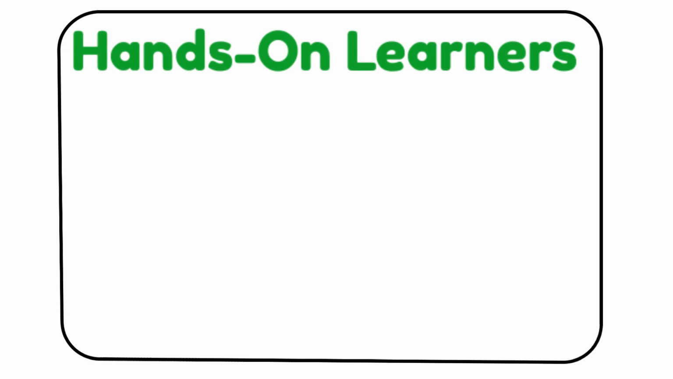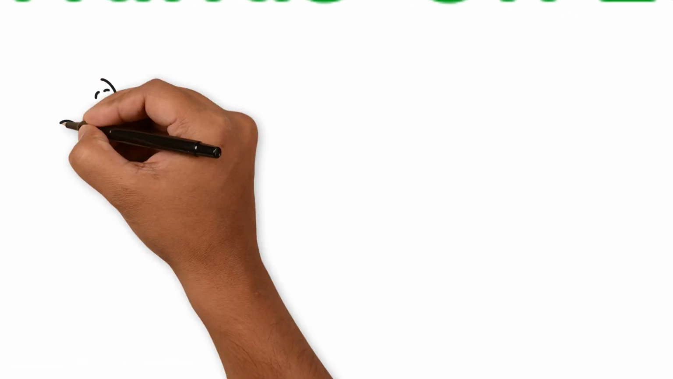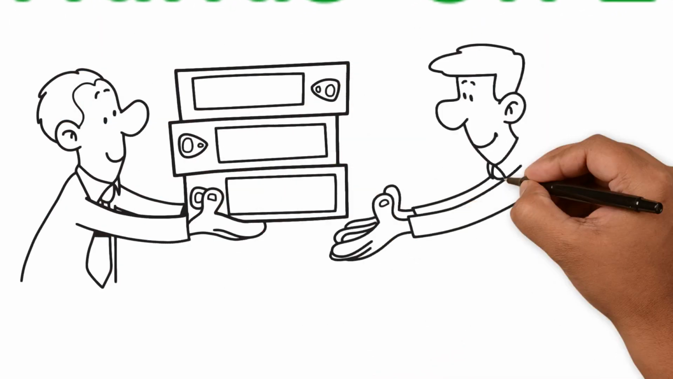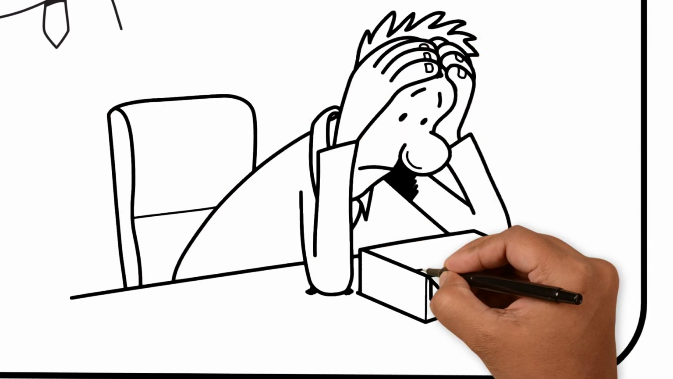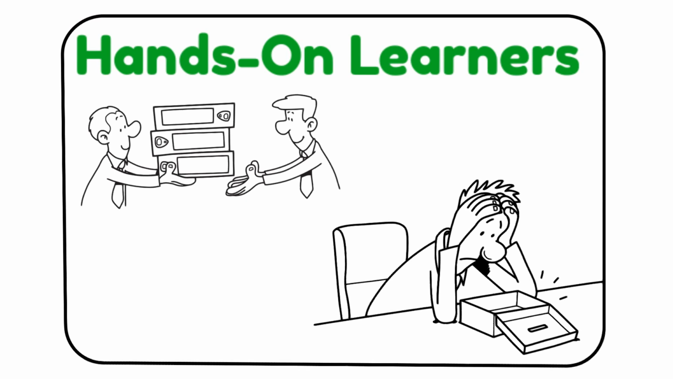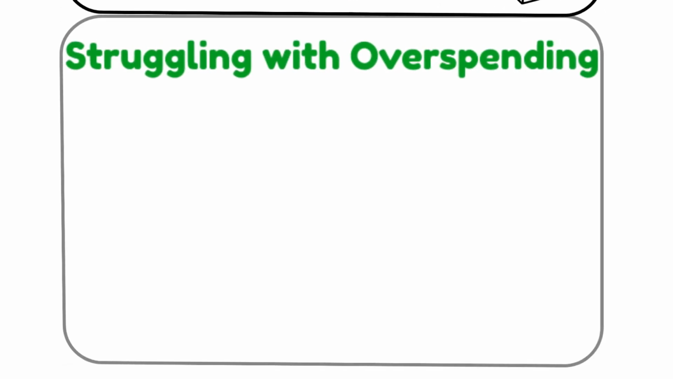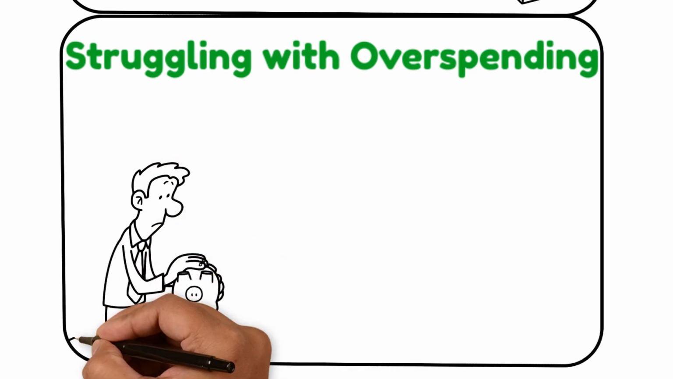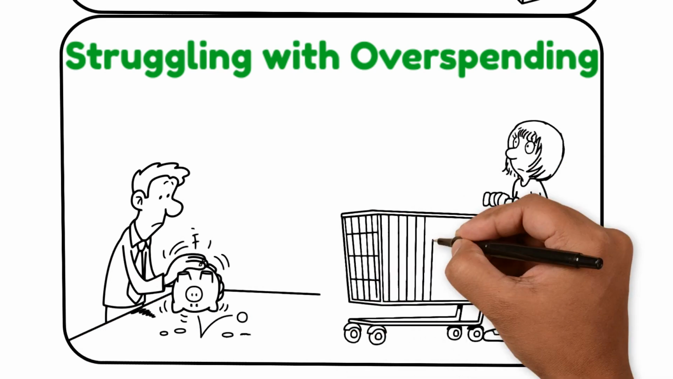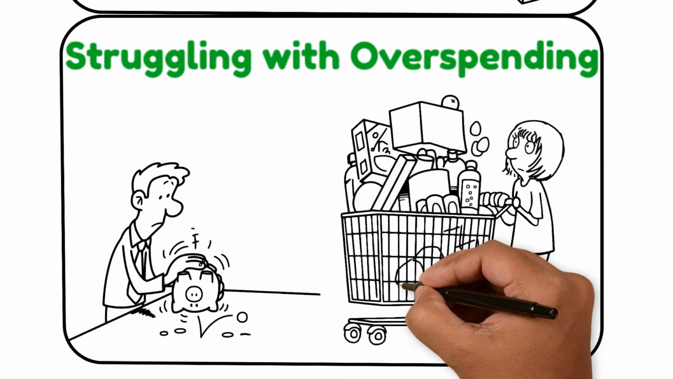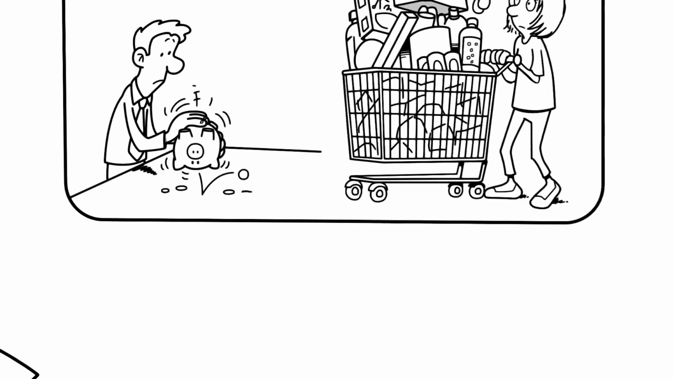Hands-on learners. Individuals who prefer the hands-on approach find the physical envelopes and cash a concrete representation of their financial situation. Seeing the money physically diminish can be a powerful motivator. Those struggling with overspending. If you find it challenging to stick to a budget or frequently overspend, the cash envelope system provides a structured approach to improve impulsive buying habits.